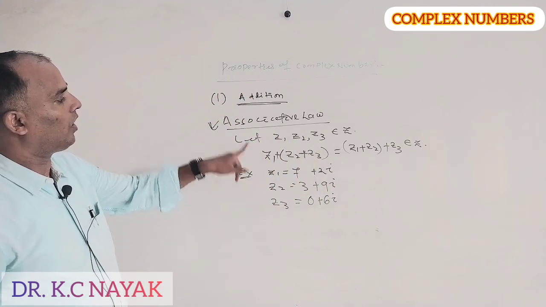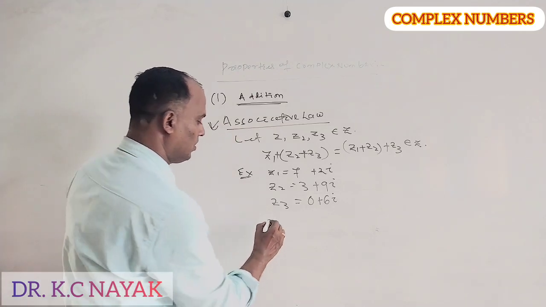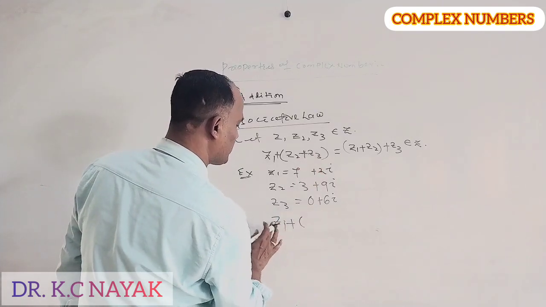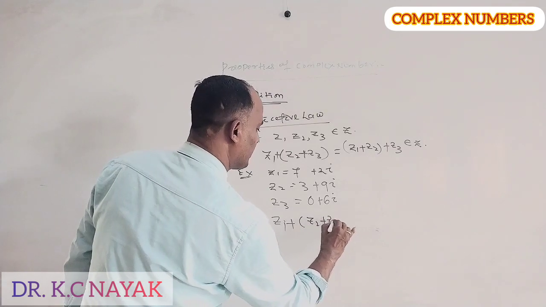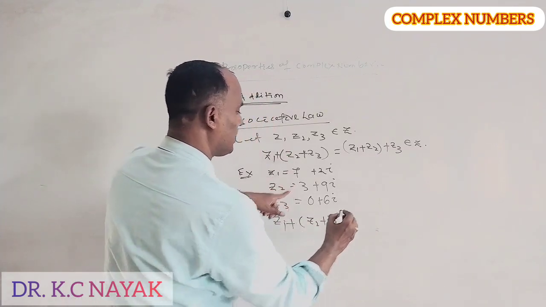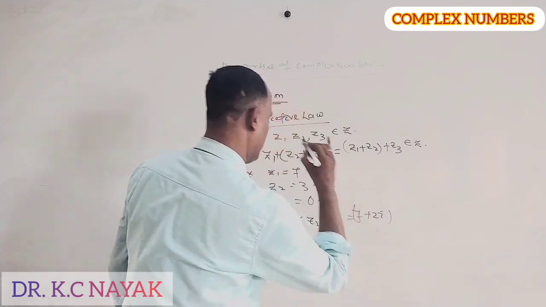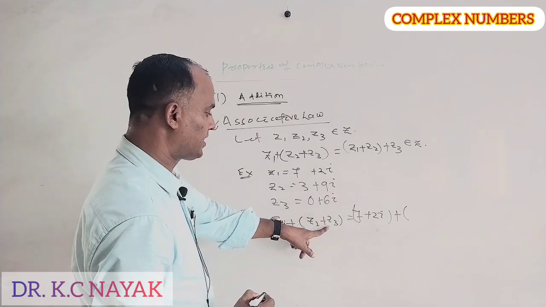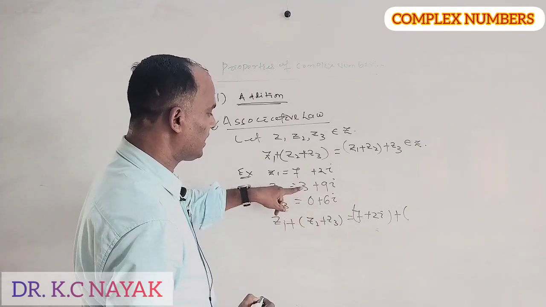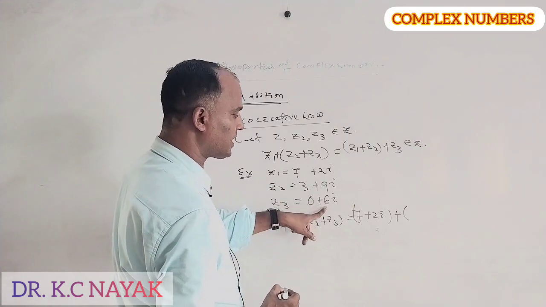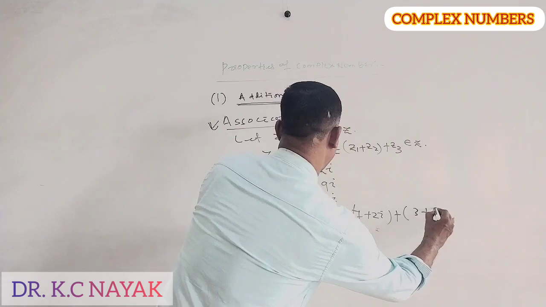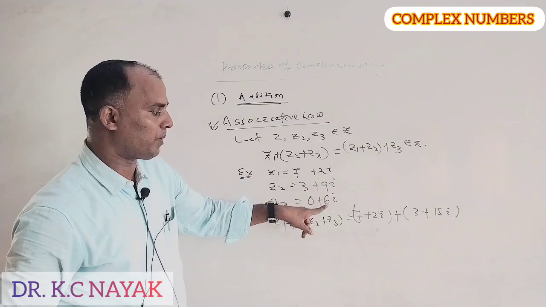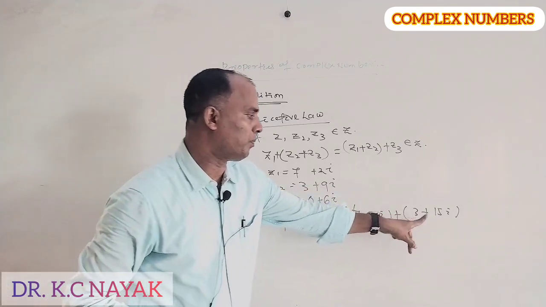Now we verify the associative law. How? First Z1 plus (Z2 plus Z3). Z1 is 7 plus 2i, Z2 is 3 plus 9i, and Z3 is 0 plus 6i. Then 3 plus 0 is 3, and 9 plus 6 is 15, so that is 3 plus 15i. That means we add real part to real part as well as imaginary part to imaginary part. That is why it is 3 plus 15i.